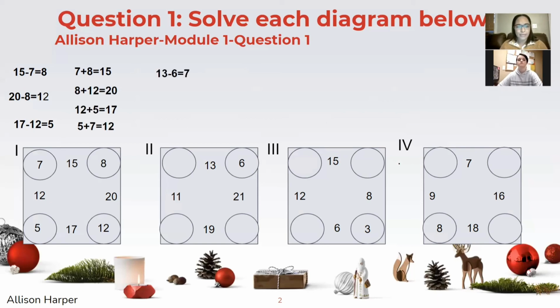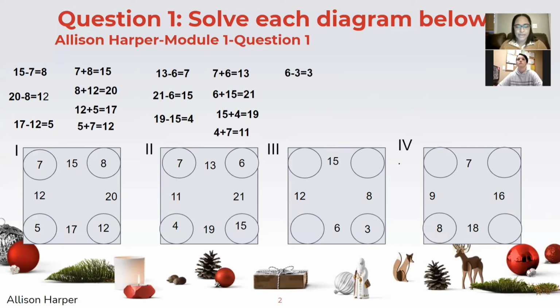So next example, we're going to do the same thing. 13 minus 6 is 7. 21 minus 6 is 15. 19 minus 15 is 4. And then we're going to go back and check. So 7 plus 6 is 13. 6 plus 15 is 21. 15 plus 4 is 19. And 7 plus 4 is 11. So all of those are correct.